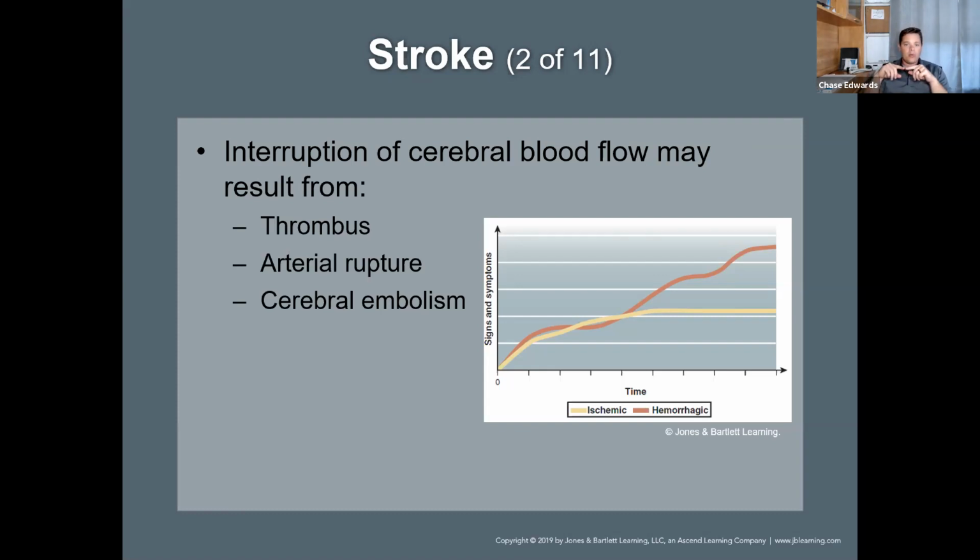So interruption of cerebral blood flow may result from a thrombus, or a clot developed locally. Arterial rupture, which is a rupture of the cerebral artery. Cerebral embolism, which is an obstruction of the cerebral artery. It's caused by a clot that was formed elsewhere and then detached and traveled to the brain. There are two main types of stroke. You're going to have hemorrhagic stroke and ischemic stroke.